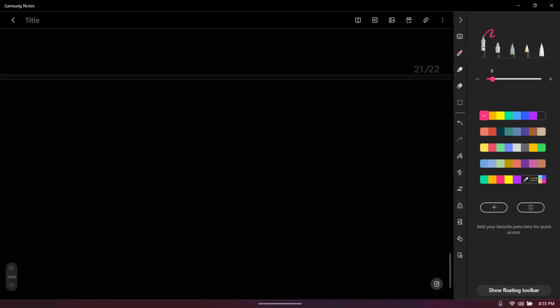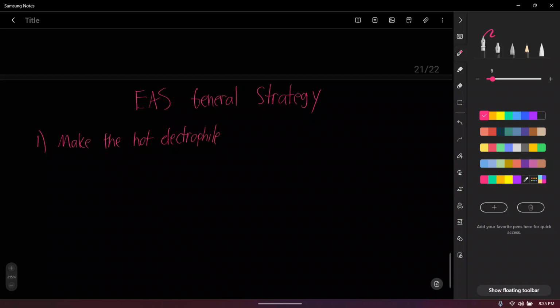All right. So the EAS general strategy, and then we're going to get into the mechanism after we talk about the general strategy. But the first step is make the hot electrophile. That's always going to be the first step. And the way that you make the hot electrophile is by using a Lewis acid plus the mid electrophile. Okay? That is always going to be the first step.